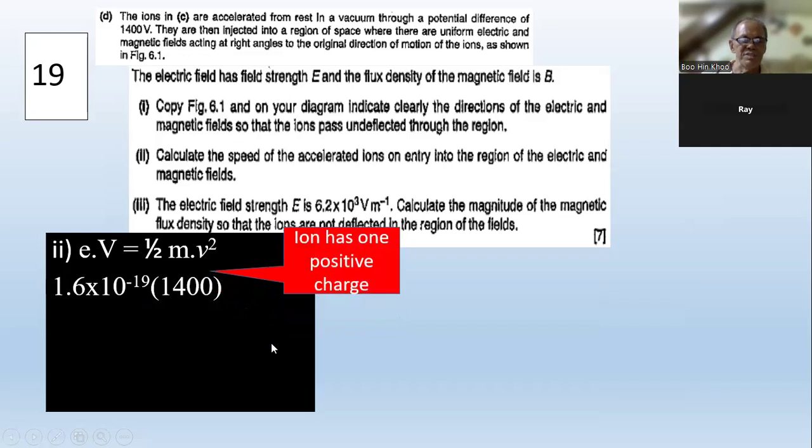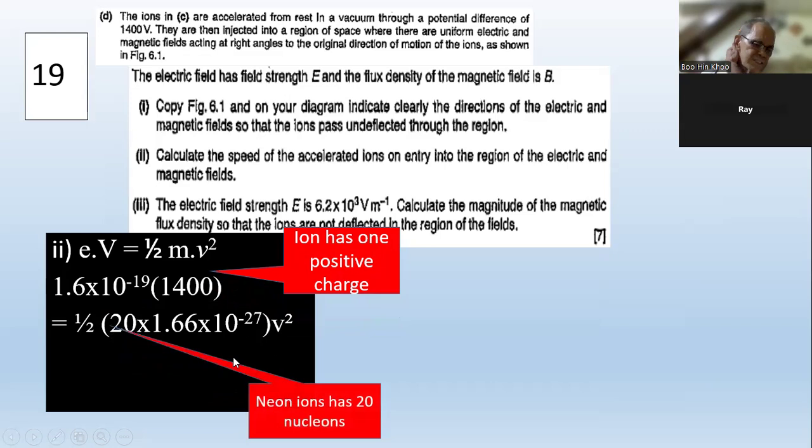The ion has one positive charge, and 20 times the atomic mass unit, which is 1.66 times 10 to the power minus 27 kilogram, and speed, velocity. The neon ion has 20 nucleons.